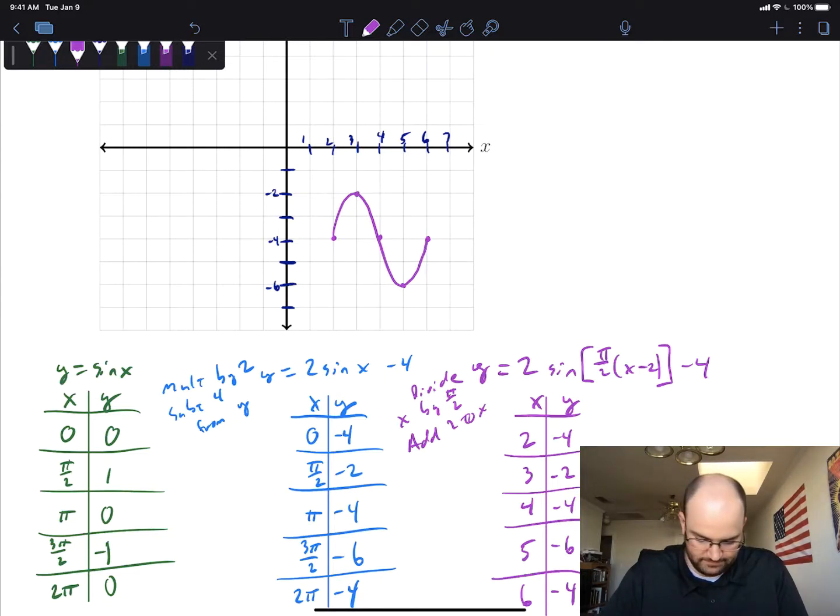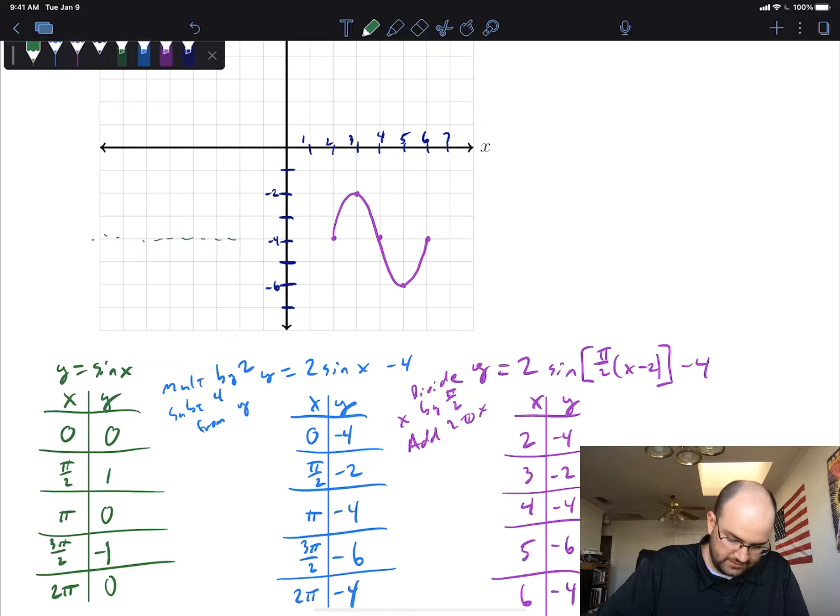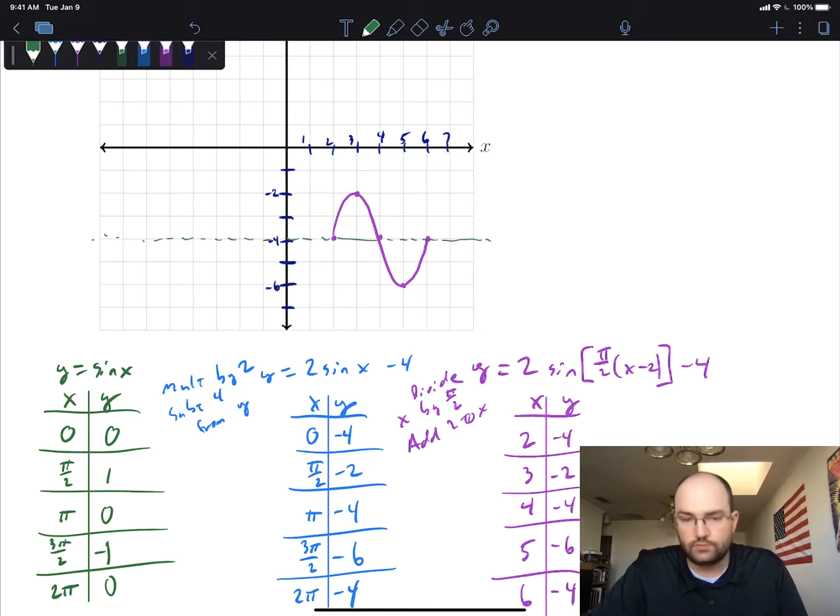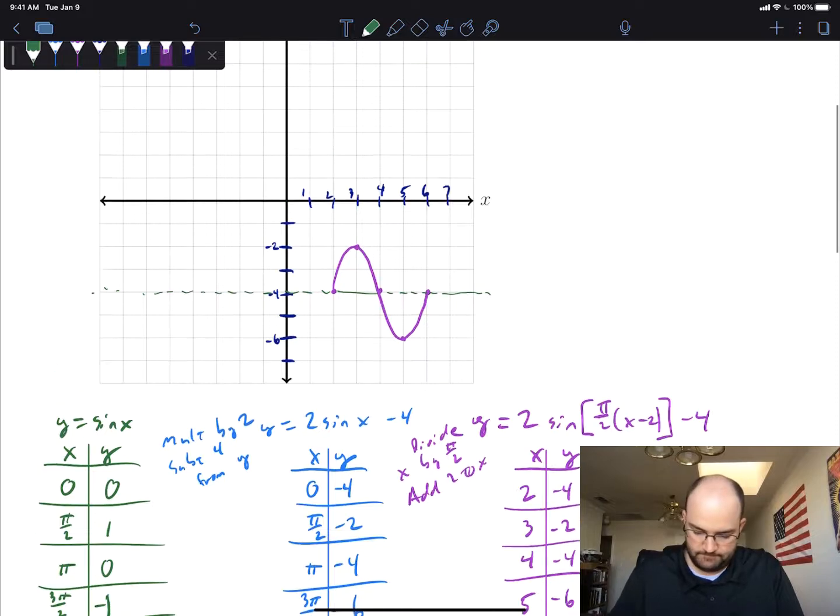Excellent. Now notice that this is in fact oscillating about this line, y equals -4. That is the average.